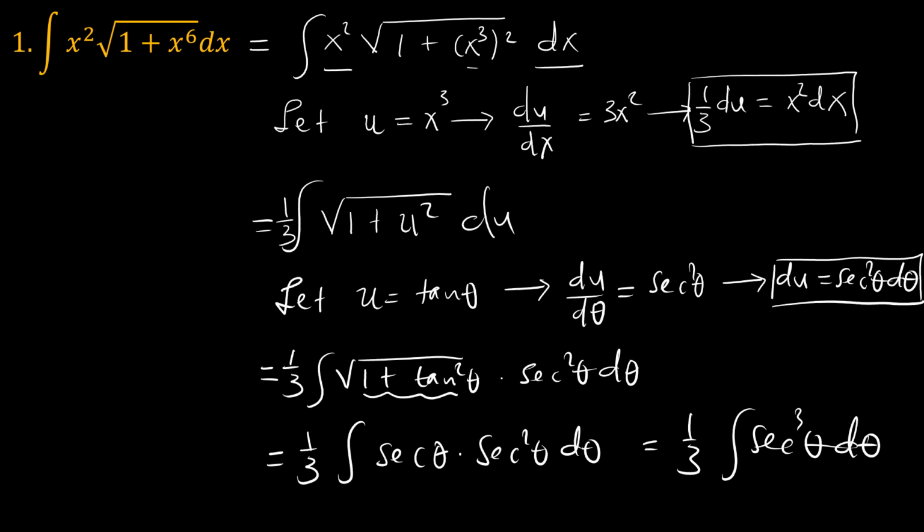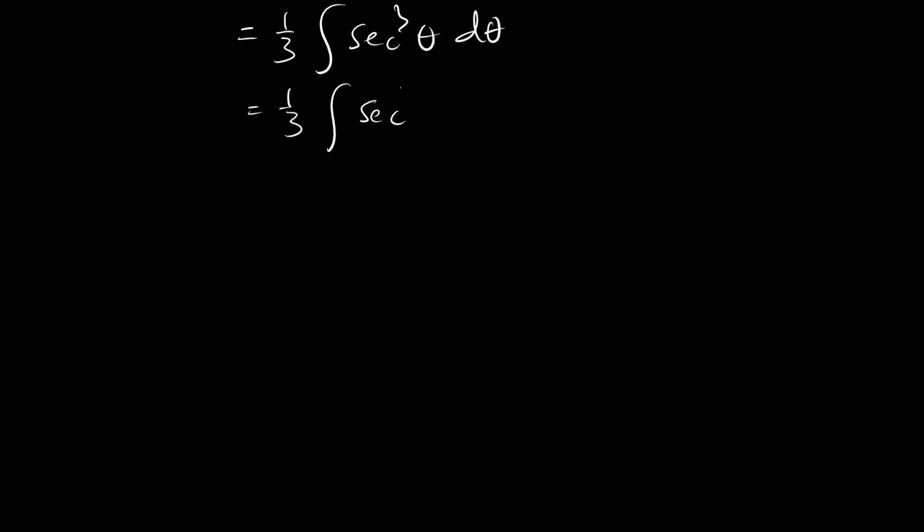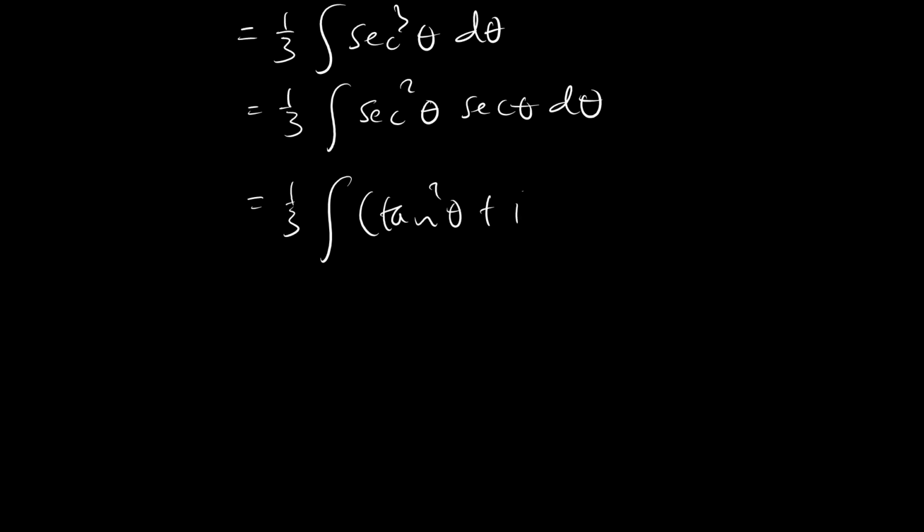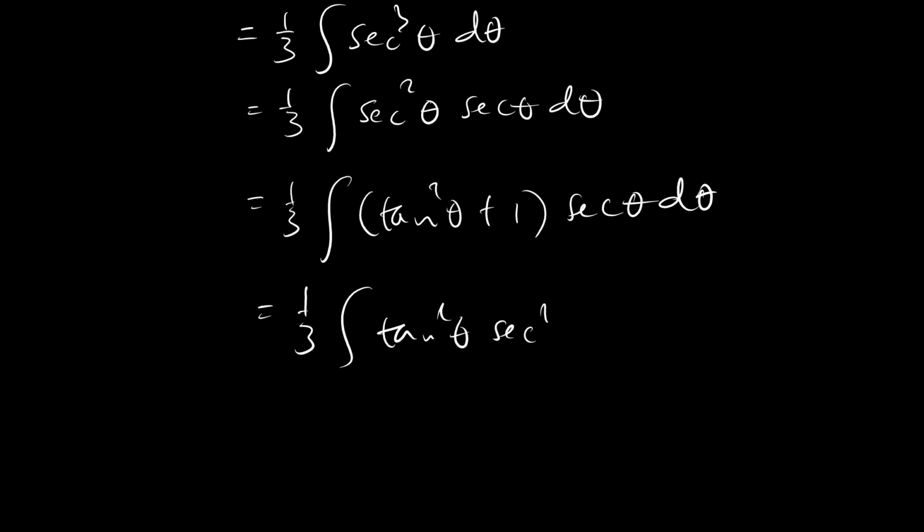Okay, so it is fascinating. We've come to a point where our problem is a third of that, which can also be expressed as a third integral of sec squared theta times sec theta. Sec squared theta is the same as tan squared theta plus 1. So it's a third integral of tan squared theta sec theta plus sec theta.